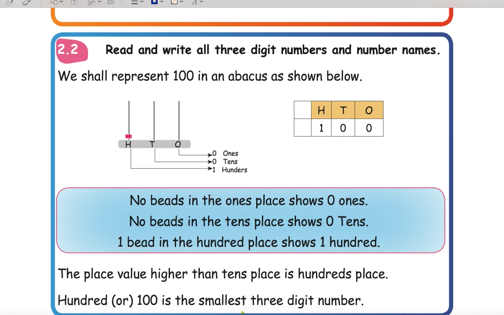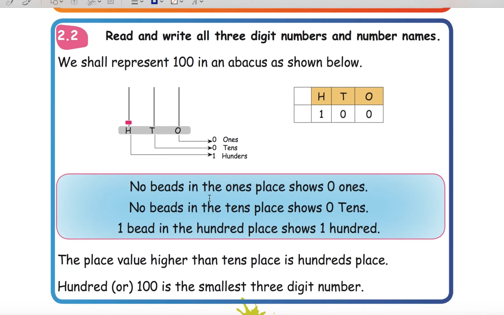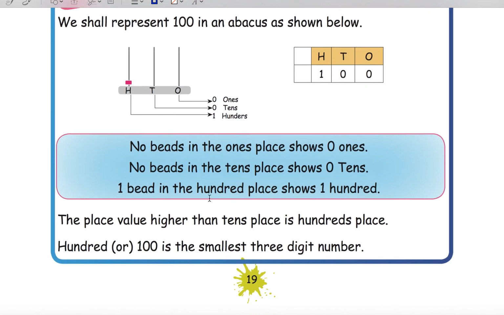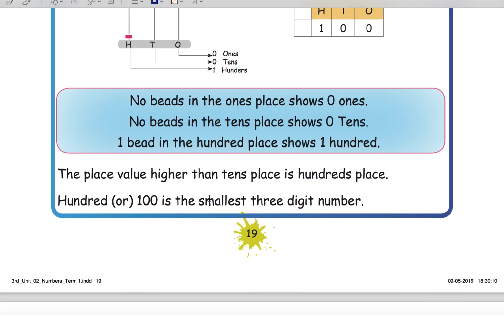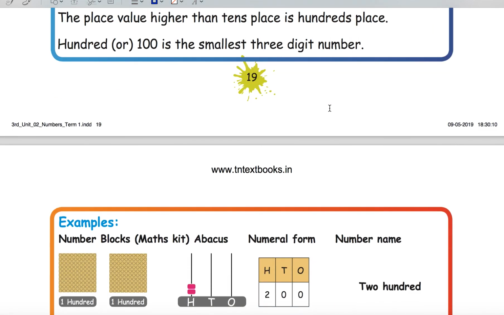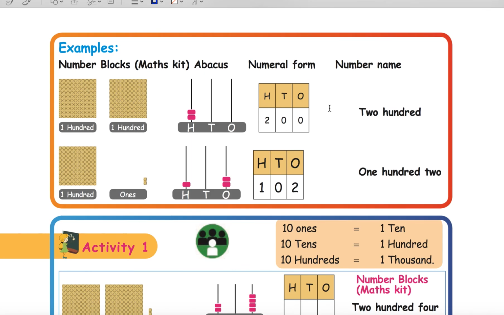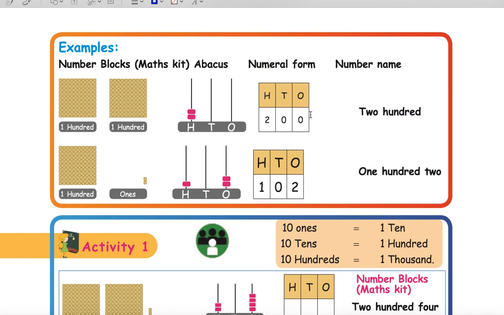Read and write 3 digit numbers and number names. 100 is the smallest 3 digit number. You need to write other numbers also, 101, 102, 103, like that. You have to name it. Number blocks, abacus, numeral form or number name. Okay, this is 200.